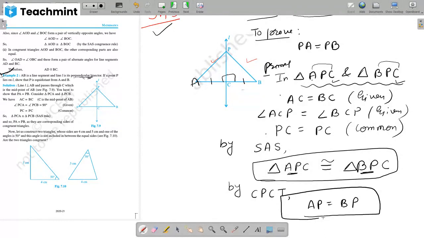Anybody has any doubt in this question? No? Okay, fine. Now see the next figure which is given here. We are given two triangles, and in these two triangles the measures of sides are 4 centimeter, 4 centimeter, and 5 centimeter, 5 centimeter. But see the angle, this angle is 50 degree and this angle is 50 degree. When you put one triangle over the other one, do they cover each other? No. Why, ma'am?